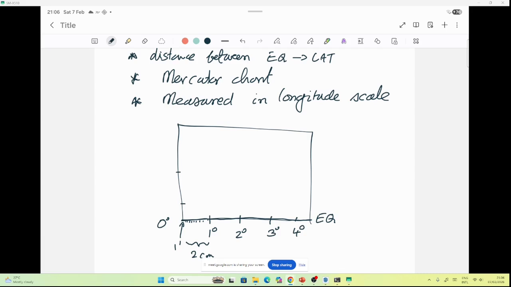Did you understand my question? No, sir. Can you please repeat it again? Assume that this is a Mercator chart. Okay, this is a chart. This is a Mercator chart. In this chart, 1 degree I have shown using 2 centimeters.